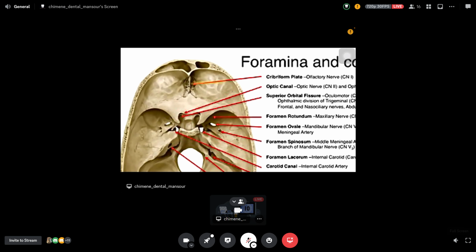Further on in this lecture, you're going to see that the plate belongs to the nasal cavity. Okay, so as I have told you, olfactory nerves, its function is the sense of smelling, right?